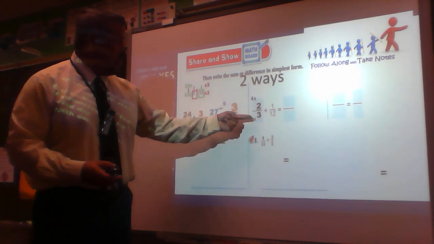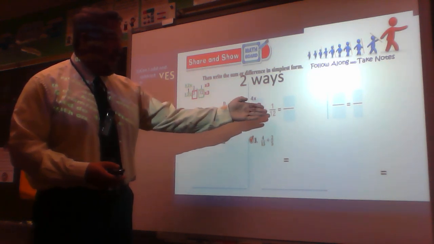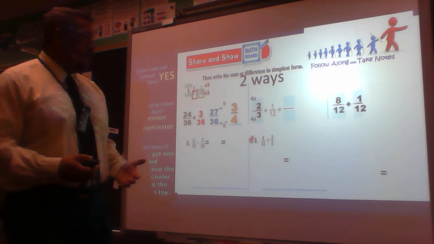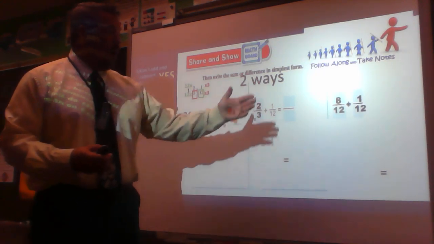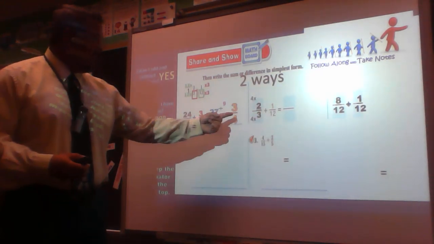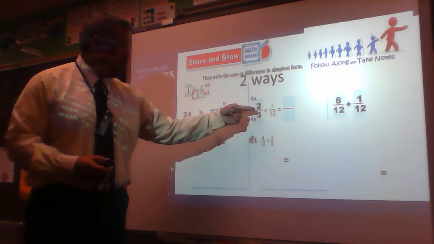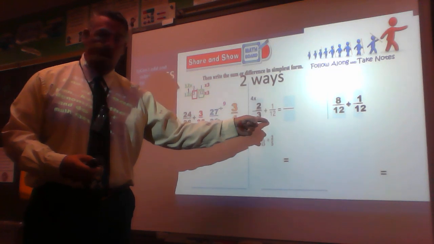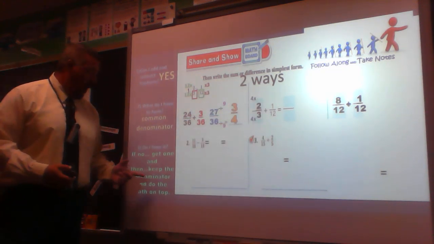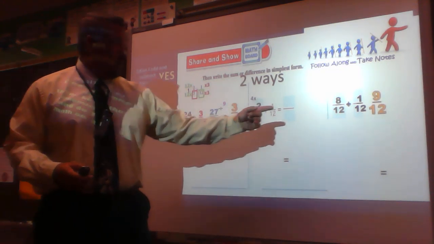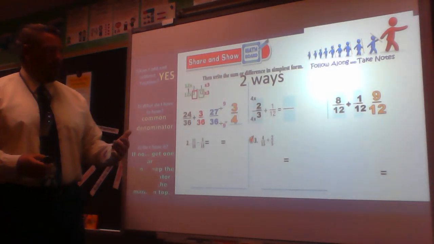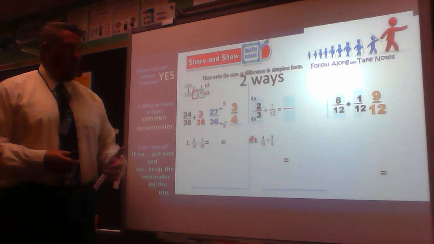That's going to change my fraction. So when I multiply numerator and denominator by 4, so that I have a denominator of 12, which is finding that common denominator, that gives me a new fraction of 8/12, because 4 times 3 is 12 and 4 times 2 is 8. Now I have 8/12 plus the 1/12 that I started with. Now I have my common denominator, so I keep it, and then I add my numerators. 8 plus 1 is 9, 9/12.